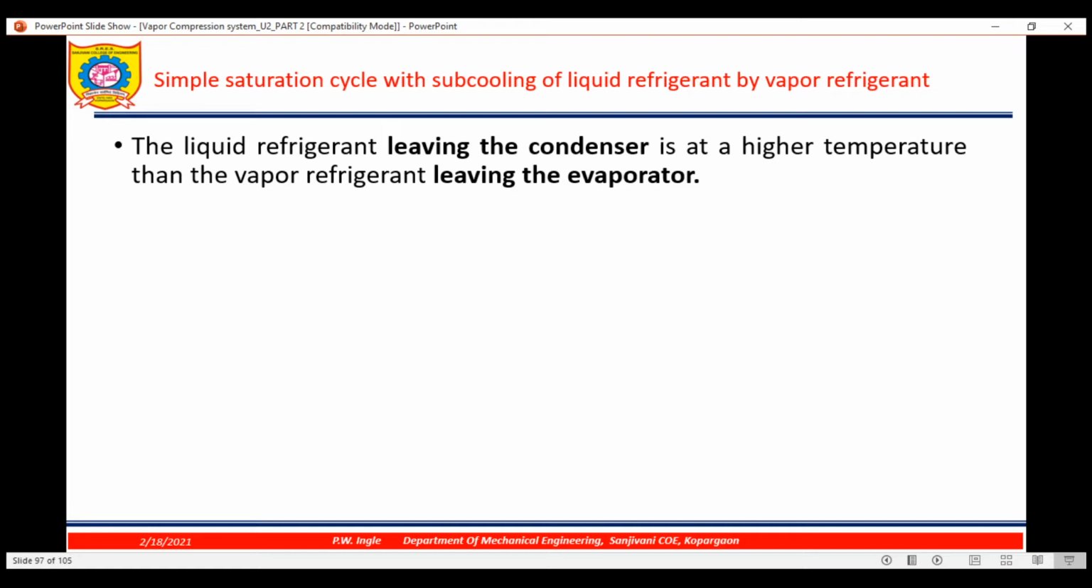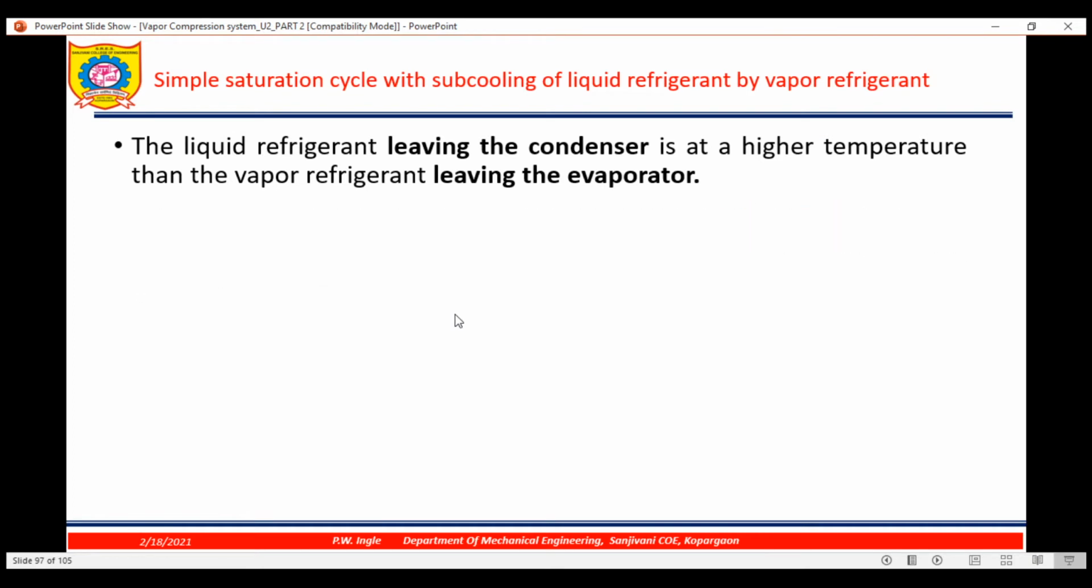So we are discussing the improvement in the simple saturation cycle. There are various methods, so we'll discuss the next one: simple saturation cycle with subcooling of liquid refrigerant by vapor refrigerant.